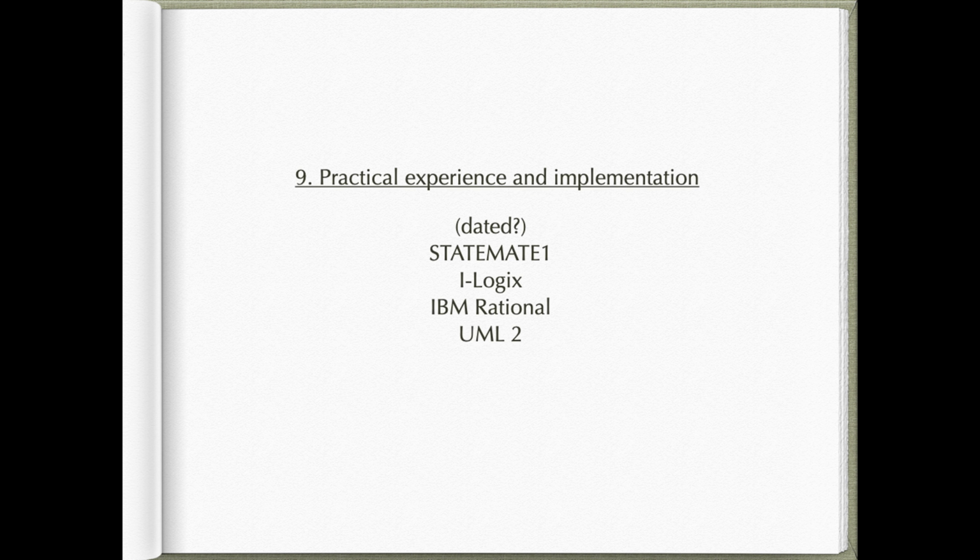And the next, page 30, is practical experience and implementation, section 9, which is dated by definition since the paper was written in 1986. At that time, there were 4 places one could find state charts. One was in the product called StateMate 1, iLogix, and IBM Rational. Those have faded into the sunset. We're left with UML2. UML2 does incorporate state charts.